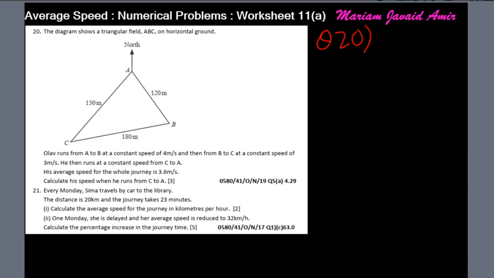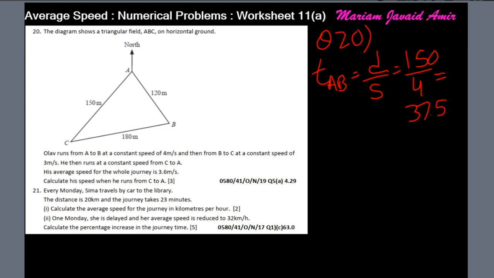Question number 20. Olaf runs from A to B at a constant speed of 4 meters per second. So I can find the time from A to B. Time is distance over speed. Distance was 150 and speed was 4. So time from A to B comes out to be 150 by 4, which is 37.5 seconds. Yes. Then time from, sorry, this was AC.